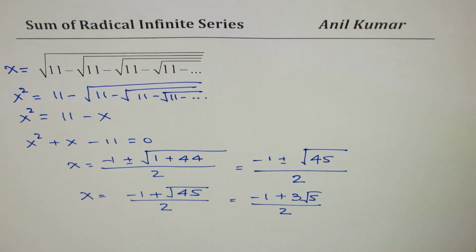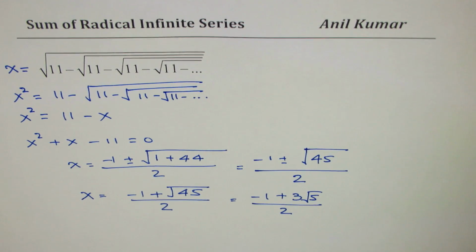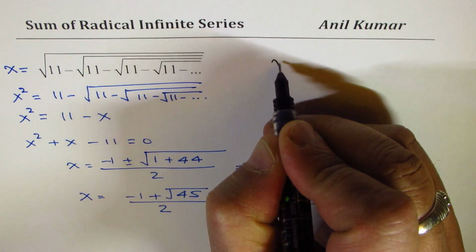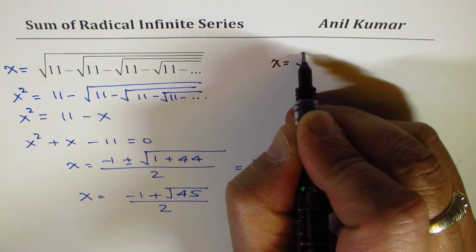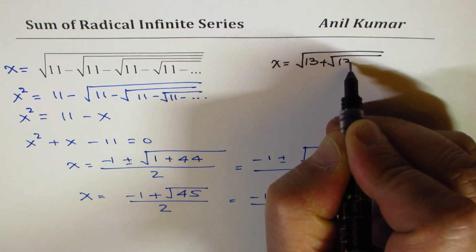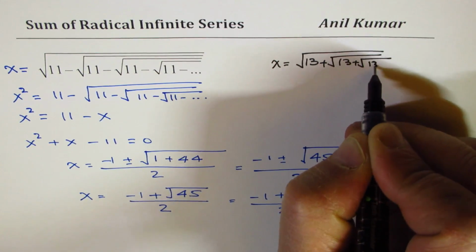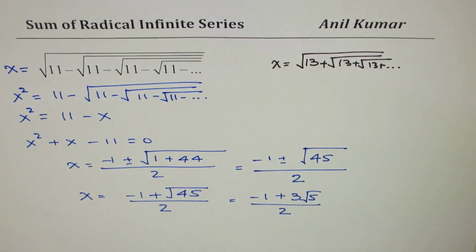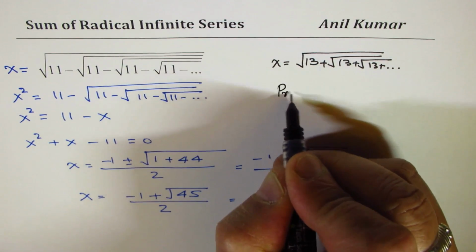So I hope now you will avoid those tricks, apply the correct method so that you could do similar examples without any problems, correct? So now you can find the solution of x equals square root of, let me add a number here, 13 plus square root of 13 plus square root of 13 plus so on till infinity. So that's a practice question for you.